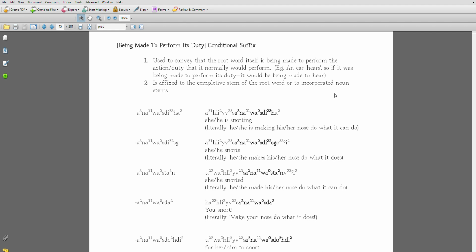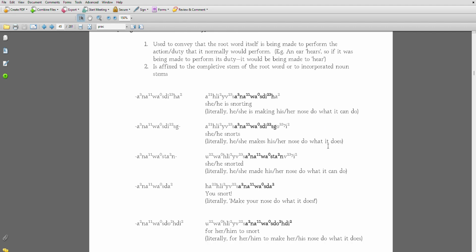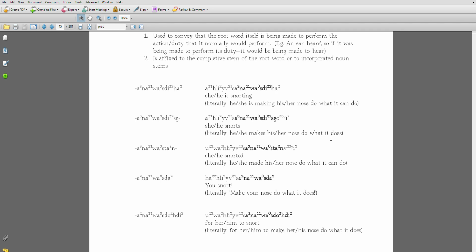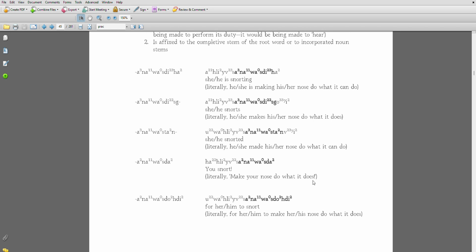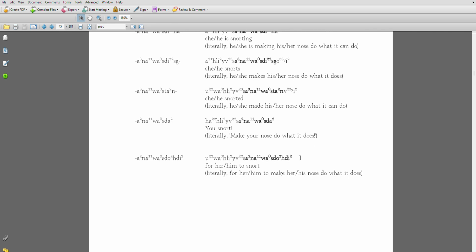Atlia sanausti. He or she is snorting. Atlia sanausti. He or she snorts. Utlia sanaustanai. He or she snorted. Hatlia sanausta. Snort. And utlia sanaustotti. For him or her to snort.